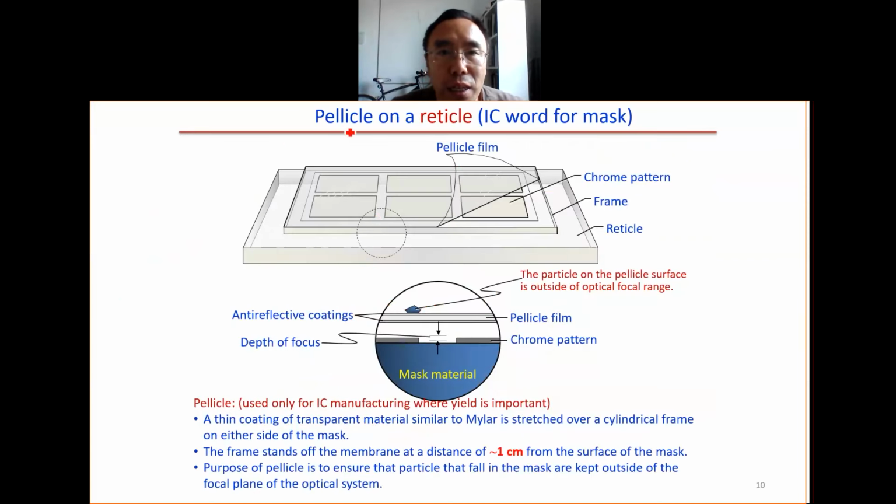So pellicle is a kind of film, a plastic film on top of the chrome mask. You can see, here is the chrome. This is the photo mask. Here, 1 centimeter. So we have 1 centimeter on the top. We have this pellicle film. This is a plastic film. So why do we need this plastic film?